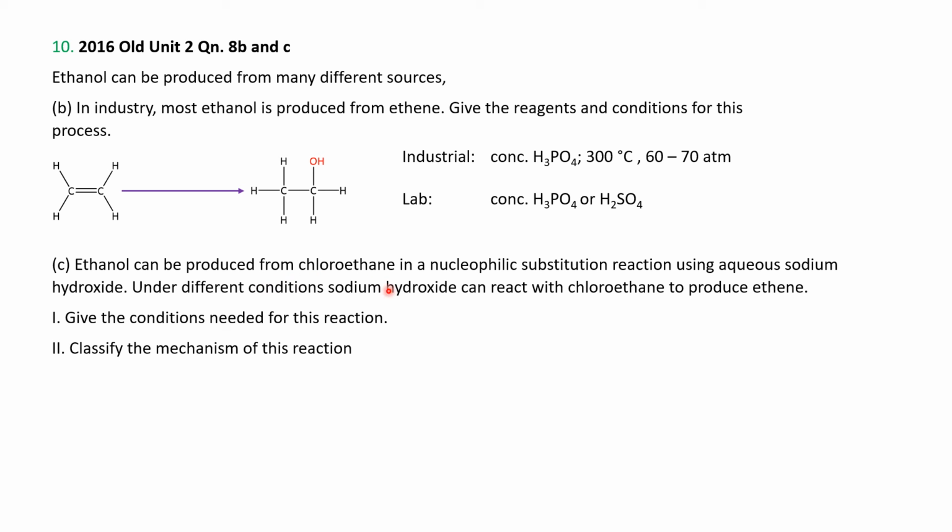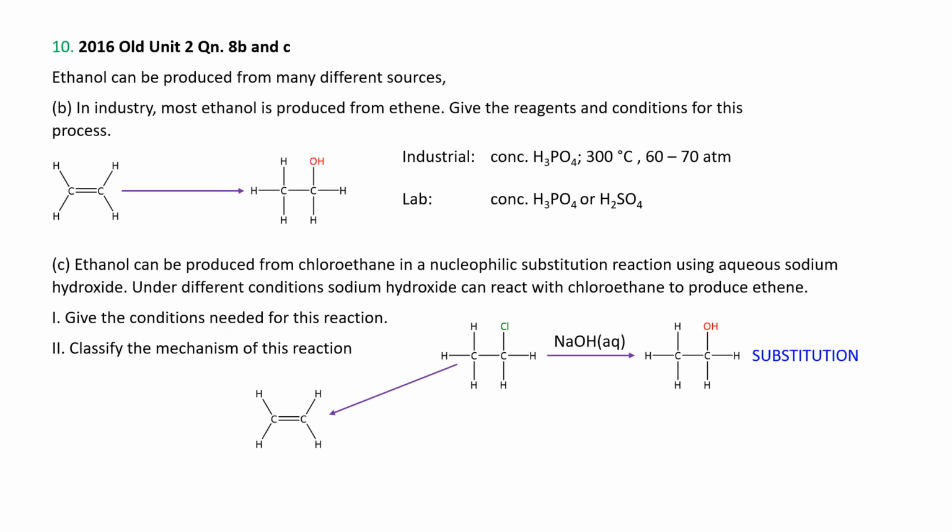Ethanol can be produced from chloroethane in a nucleophilic substitution reaction using aqueous sodium hydroxide. We don't really care about that part because that's a substitution, but we do care about under different conditions, sodium hydroxide can react with chloroethane to produce ethene. So there is chloroethane getting turned into ethanol via the substitution. However, we then react it with different conditions. The sodium hydroxide can produce ethene right there. And those different conditions are in ethanol instead of in aqueous. And of course, this is an elimination.